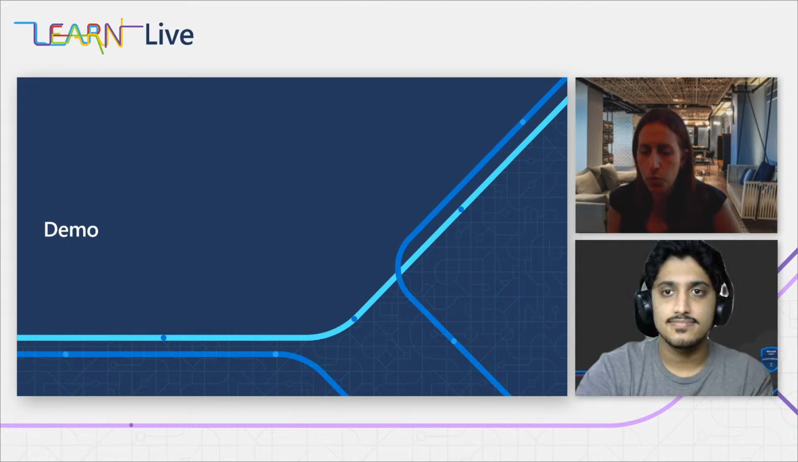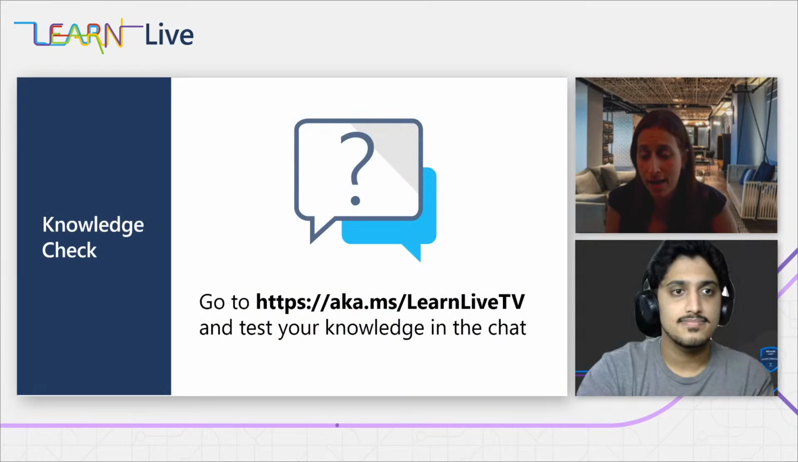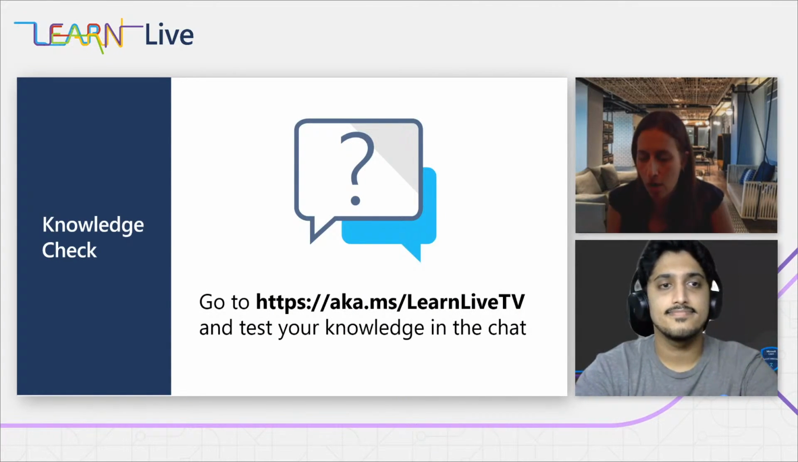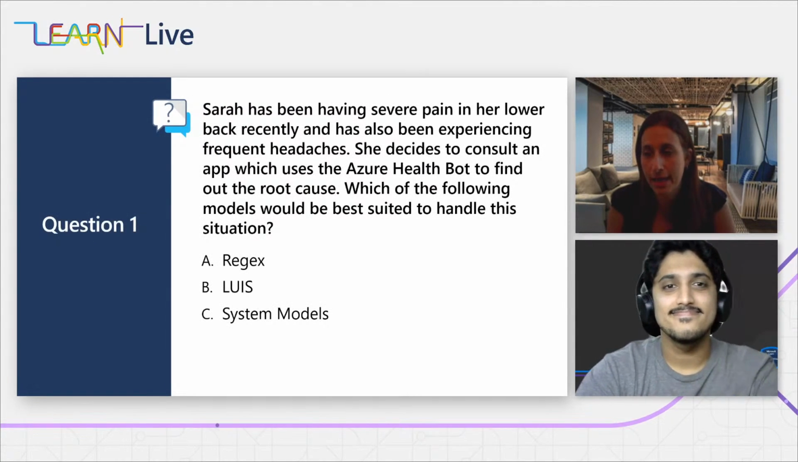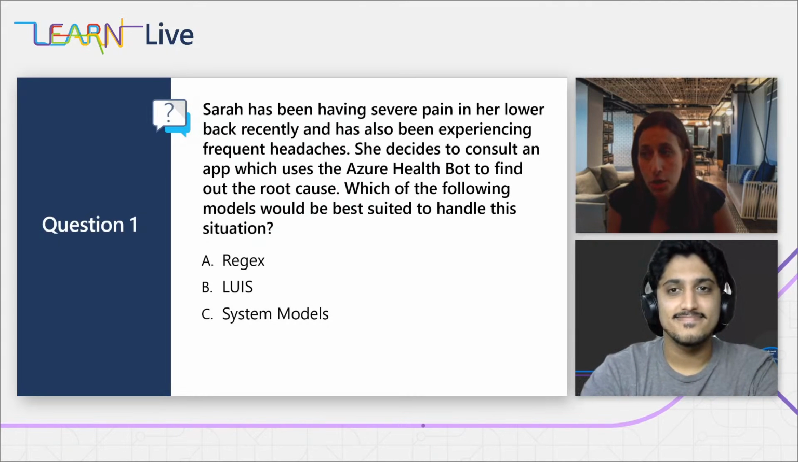So we are going to do a short knowledge check, and I really invite all the audience to do this knowledge check together with us, answer as we go along. Nihal, I'm going to ask you. So Sarah has been having severe pain in her lower back recently. She's also been experiencing frequent headaches. She decides to consult an app which uses the Azure Health Bot to find the root cause. So which model would be best suited to handle this situation? Is it A, regex? Is it B, the LUIS model? Or is it C, our system models? What do you think would be the right answer in this case?